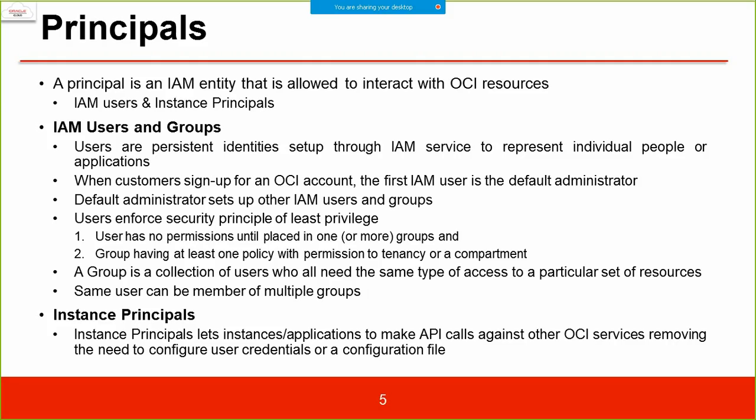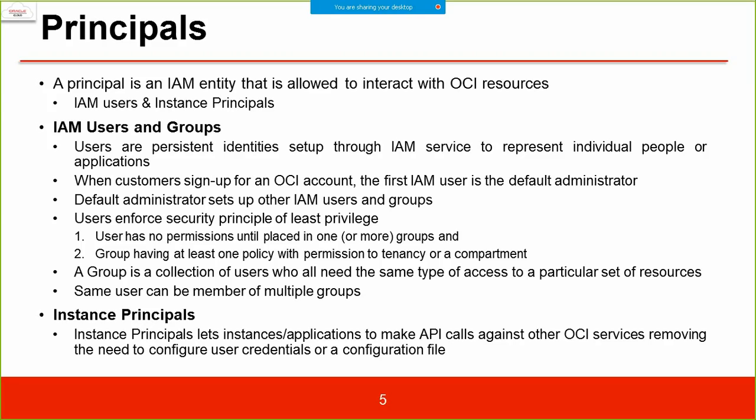IAM enforces security principles of least privilege. Meaning, by default nothing is allowed. You are not allowed to do anything unless you set up permissions to explicitly give the right to do something. So a user has no permissions until they are placed in one or more groups. As you noticed, I placed a user in a group, because without putting the user in a group you will not be able to, because policies are implemented at group level. So you create policies. Policies means the rule, means the permission, means the authority, authorization. A group needs at least one policy with permission to the tenancy or a compartment.